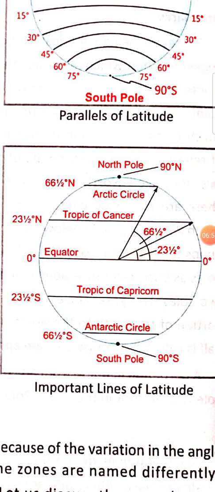Now you see in this picture, this is the angular distance, like 23.5 and 66.5 degrees. These are angular distances.